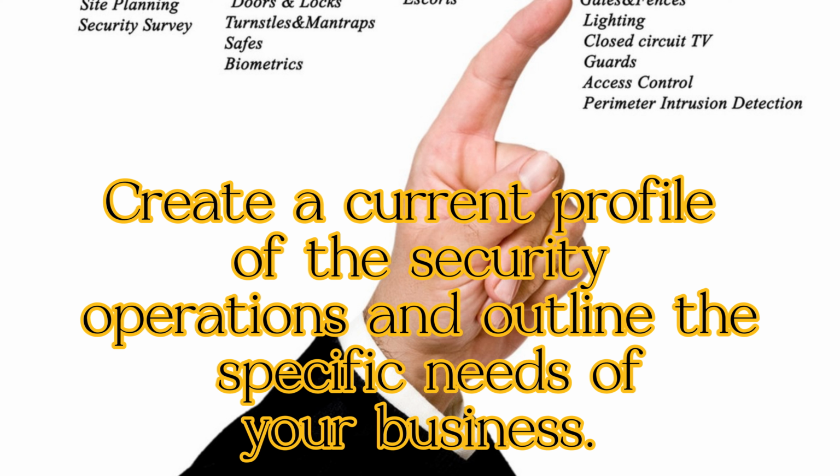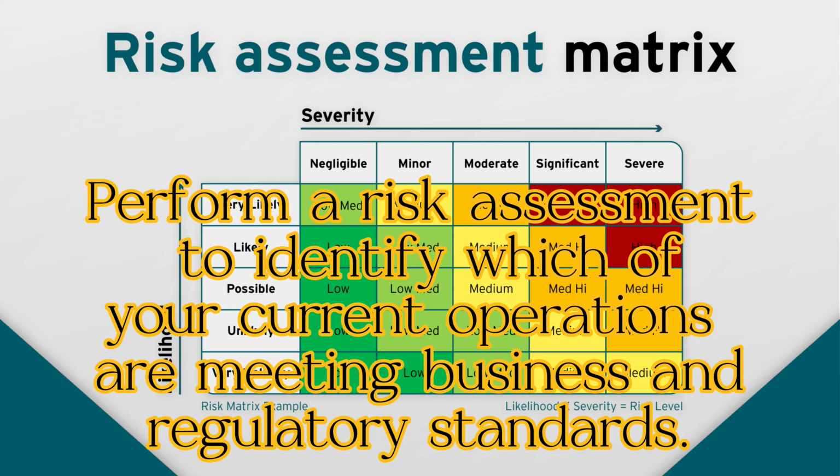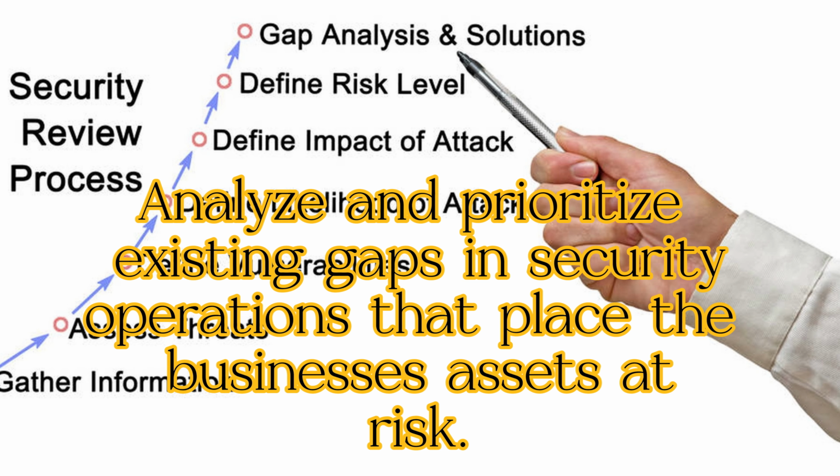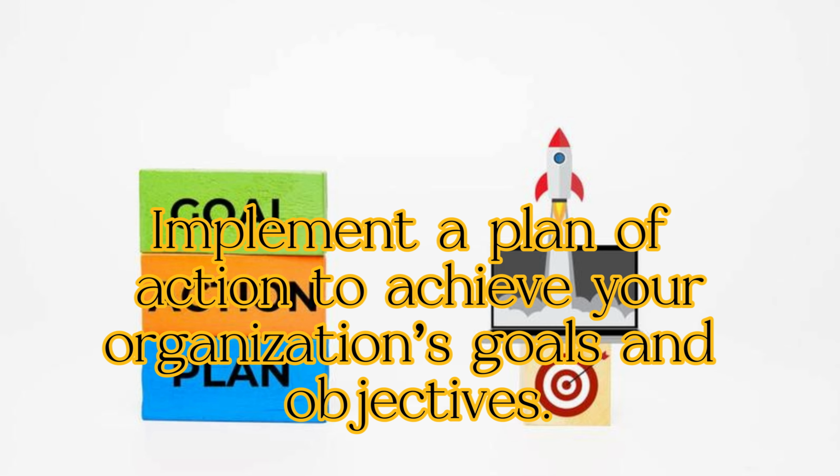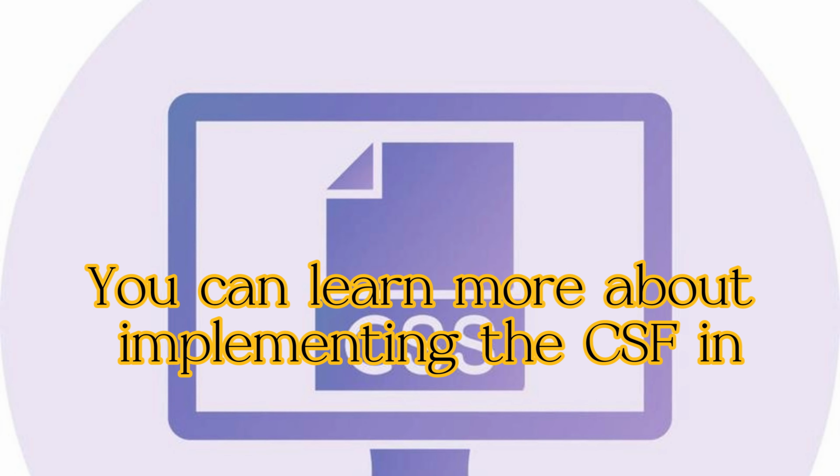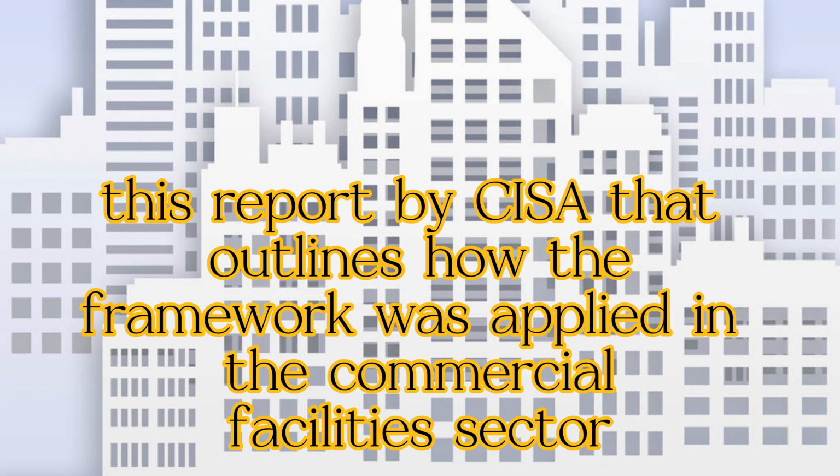Create a current profile of the security operations and outline the specific needs of your business. Perform a risk assessment to identify which of your current operations are meeting business and regulatory standards. Analyze and prioritize existing gaps in security operations that place the business's assets at risk. Implement a plan of action to achieve your organization's goals and objectives. You can learn more about implementing the CSF in this report by CISA that outlines how the framework was applied in the commercial facilities sector.